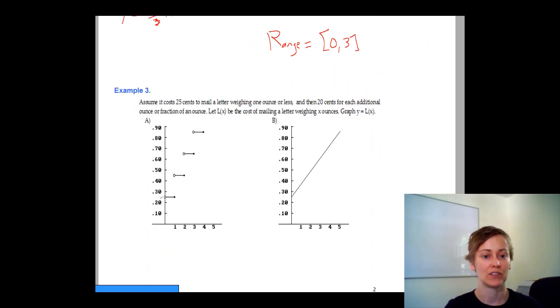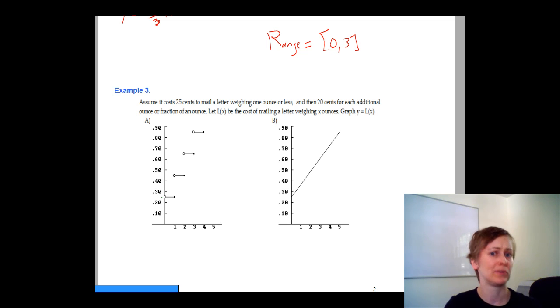Let's do the last example. Assume it costs 25 cents to mail a letter weighing 1 ounce or less, and then 20 cents for each additional ounce or fraction of an ounce. Let L of x be the cost of mailing a letter weighing x ounces. Graph y equals L of x, the cost of mailing a letter of any weight. Okay, so let's take a look.